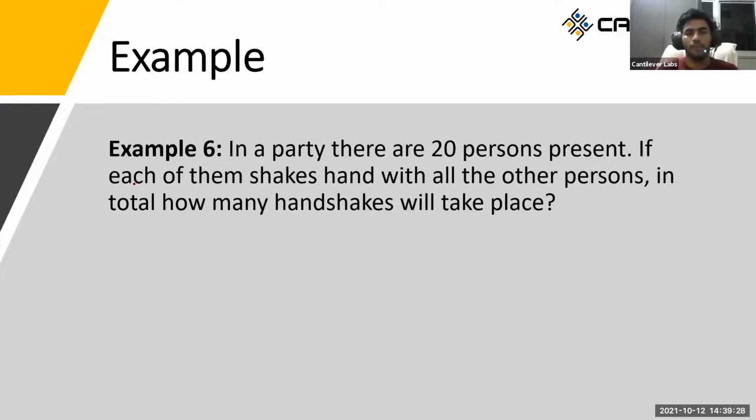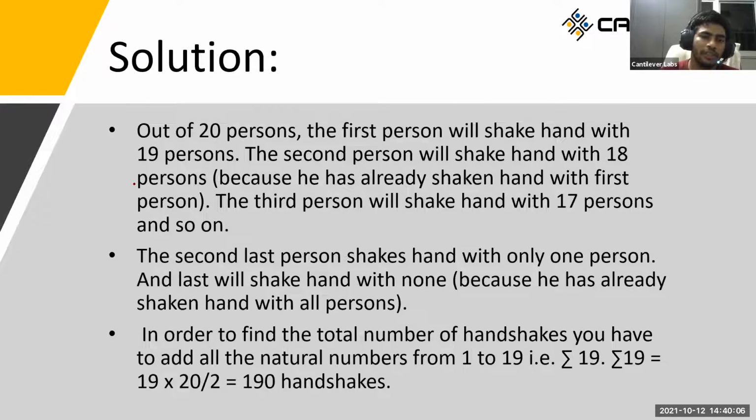Okay. Moving on. In a party, there are 20 persons present. If each of them shakes hand with all other persons, in total, how many handshakes will take place? Let's say in this session, we have 20 people here. So if each of us sends a greeting message to one another, we'll just take the greeting message as a handshake. So if one of you sends me a handshake, then I need not send you the same. So how many greeting messages will be there? All right. So let's see how to approach these types of questions.